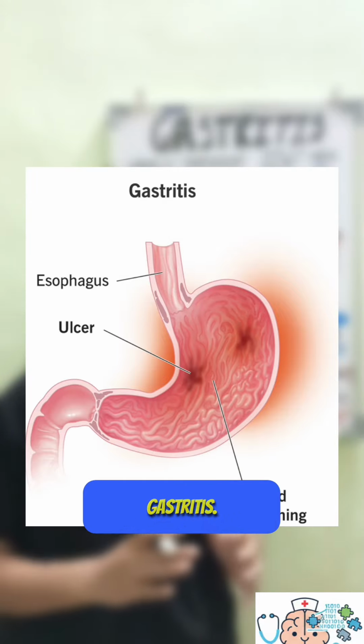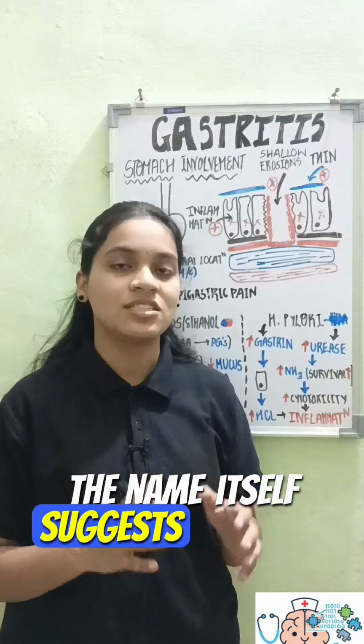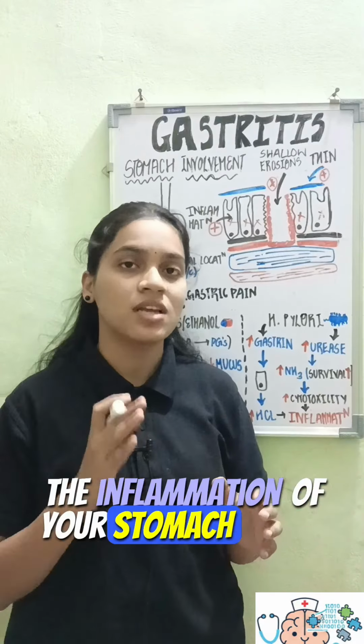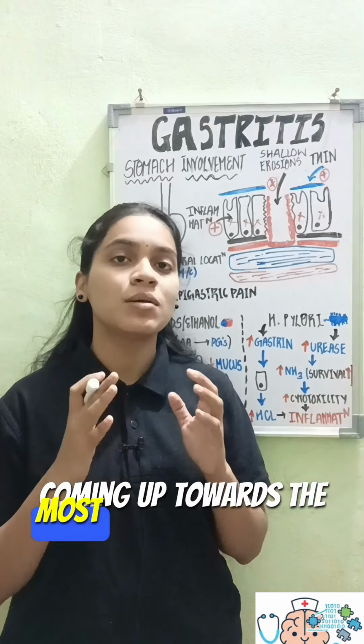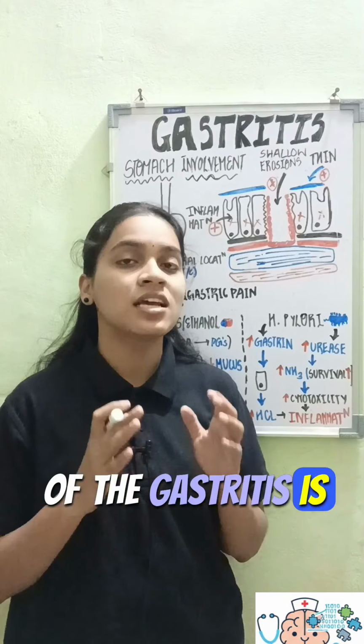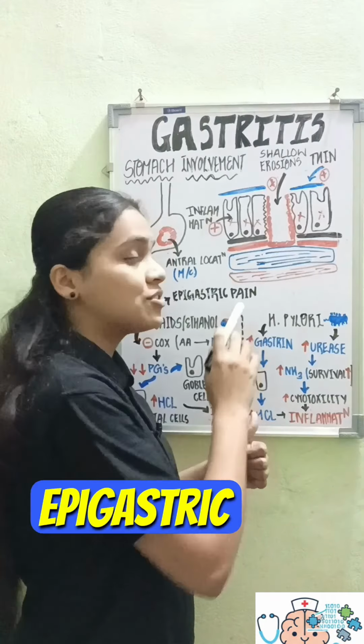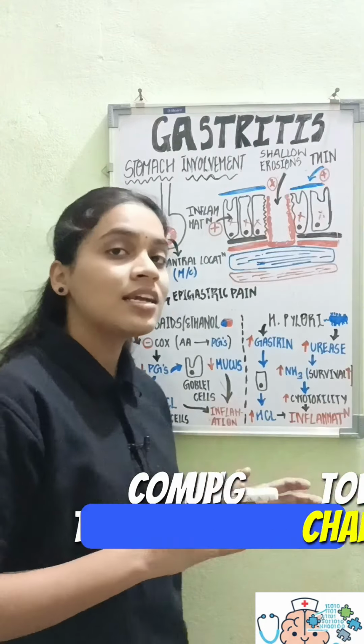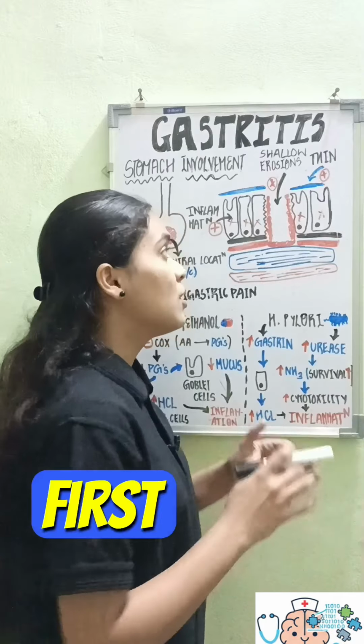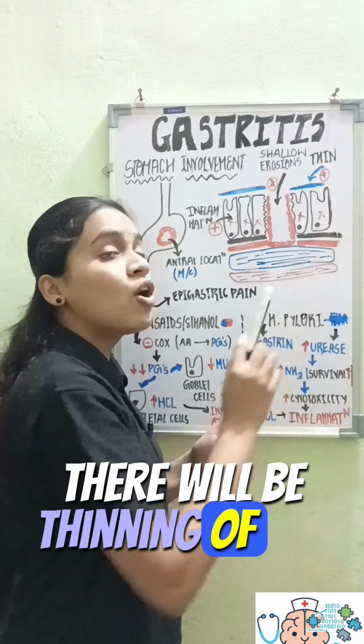And today about gastritis. Gastritis, the name itself suggests that it is the inflammation of your stomach lining. Coming towards the most common location of gastritis, it is your antral region, which is manifested by epigastric pain.